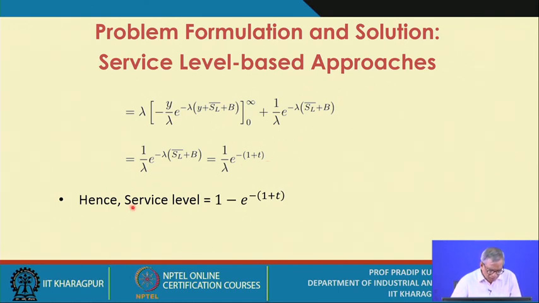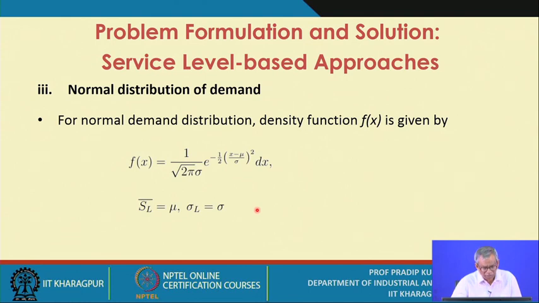So here, for the exponential demand density function, what is the expression for the service level? That is 1 minus e to the power minus (1 plus t). Is it okay? It is essentially, if you use that expression SL equals 1 minus mu into FR, obviously mu is equal to 1. Mu is nothing but sigma L by SL bar. So for the exponential distribution both are the same. That's why mu is 1, and FR is NR by sigma L. So ultimately you get this expression of service level, 1 minus e to the power minus (1 plus t).